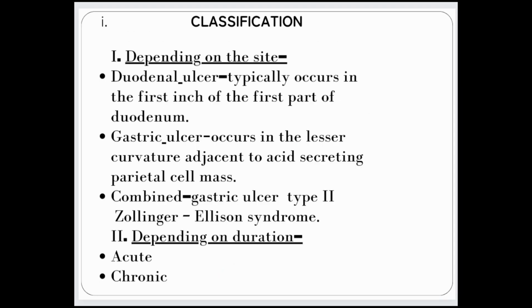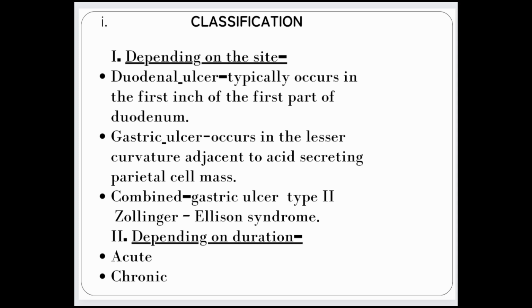Coming to classification, depending on the site, we have duodenal ulcer, gastric ulcer, and combined. Duodenal ulcer is where the ulcer occurs in the first inch of the first part of the duodenum. Gastric ulcer occurs in the lesser curvature adjacent to the acid secreting parietal cell mass. So, very near to the acid secreting parietal cell mass, in the lesser curvature, we have the gastric ulcer. The third one is combined, which is also known as gastric ulcer type 2 or Zollinger-Ellison syndrome, where we have both a duodenal ulcer and a gastric ulcer.